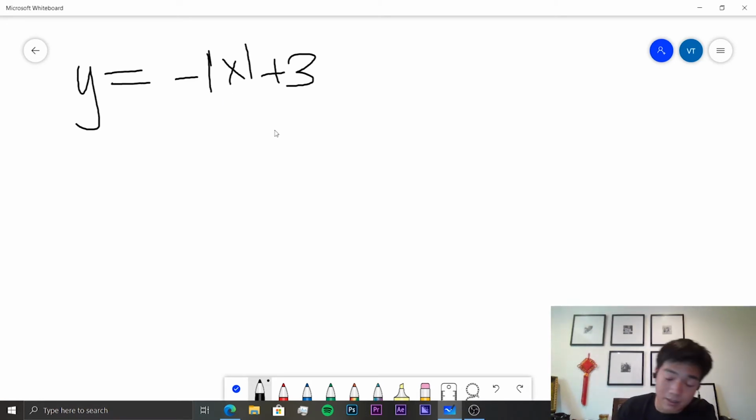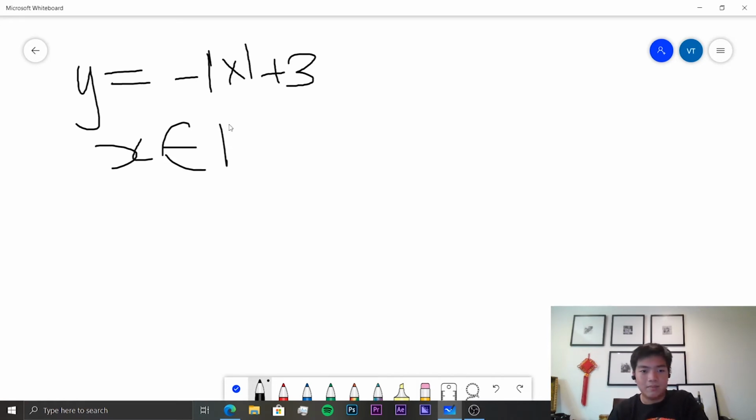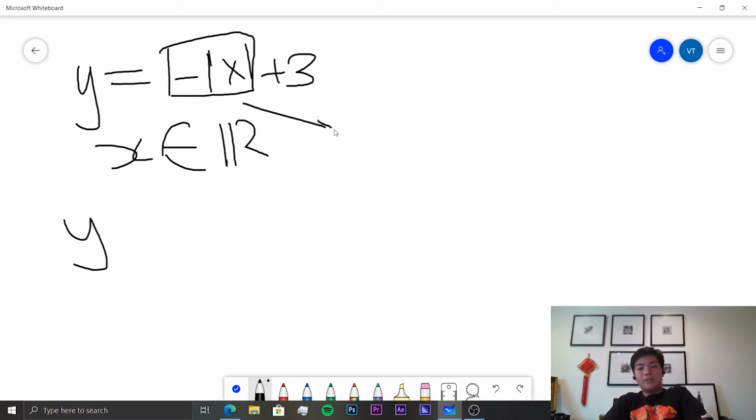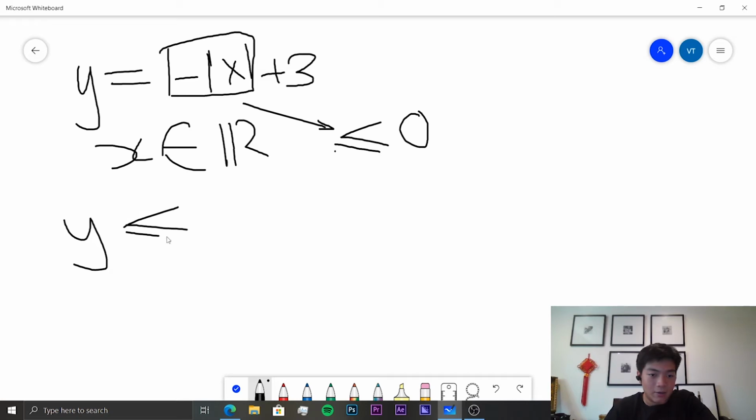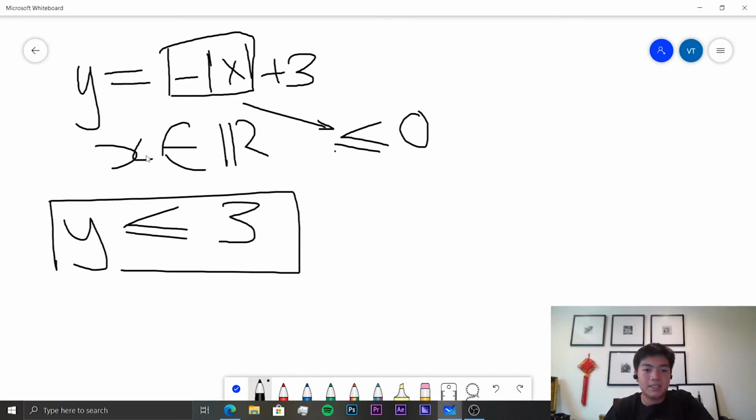Quite a tricky function to start. So we've got to think to ourselves, what is the domain of this function? The domain is pretty much all real numbers, x is part of the real numbers. But what is the range? Well, we know that the negative absolute value of x will always be less than or equal to 0. So y will be at its greatest when this is 0. So y will simply be less than or equal to 3. That's the range, that's the domain.